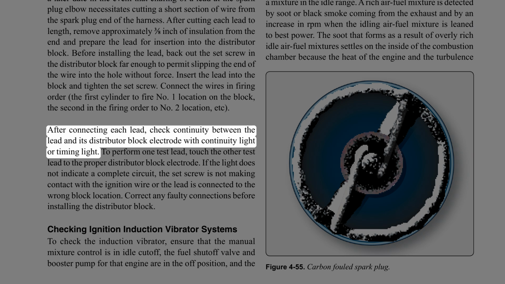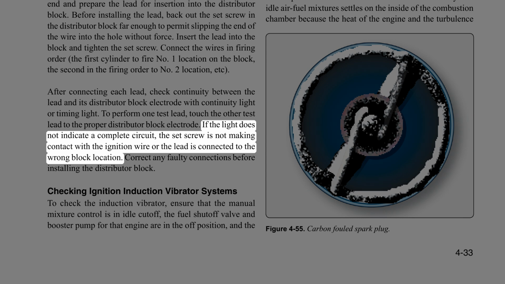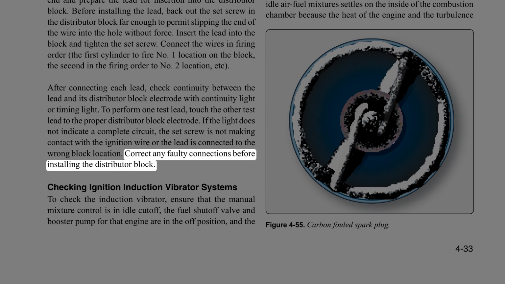To perform the test, touch one test lead to the lead, and touch the other test lead to the proper distributor block electrode. If the light does not indicate a complete circuit, the set screw is not making contact with the ignition wire or the lead is connected to the wrong block location. Correct any faulty connections before installing the distributor block.